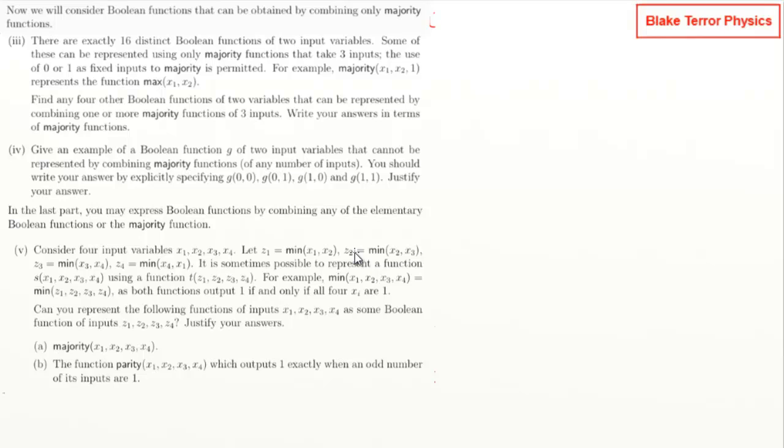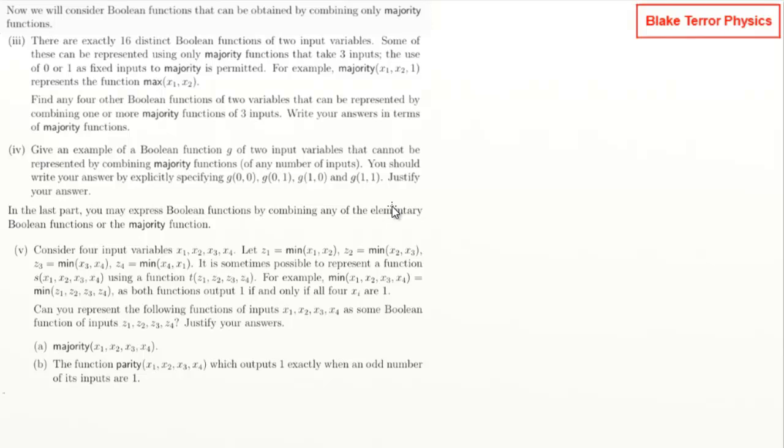Now we will consider Boolean functions that can be obtained by combining only majority functions. There are exactly 16 distinct Boolean functions of 2 input variables. Some of these can be represented using only majority functions that take 3 inputs. The use of 0 or 1 as fixed inputs to majority is permitted. For example, majority x1, x2, 1 represents the max function x1, x2.